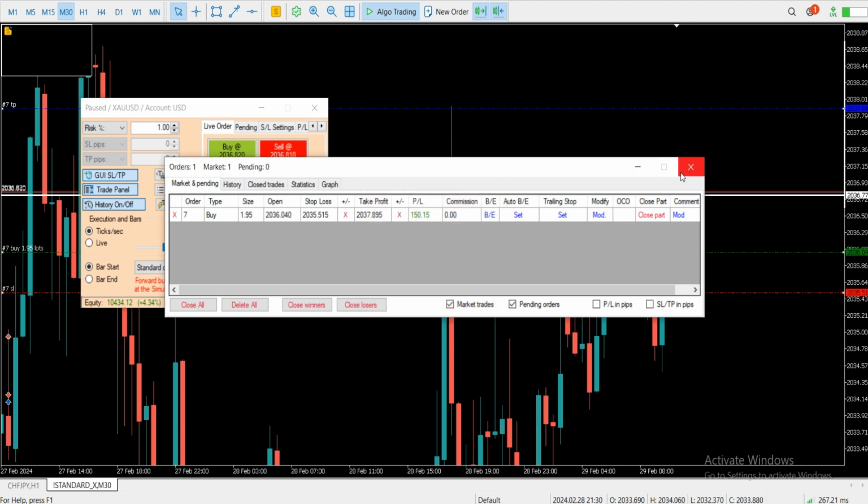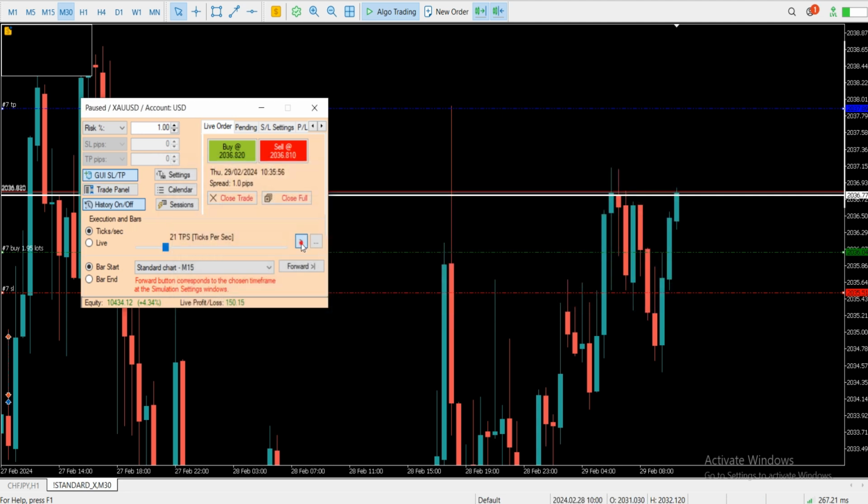Let's do one thing. Just let it run. Let this trade run and see how this candle closes. It's rejecting the resistance. M15 candle is gonna close in 1 minute. Okay, M15 candle closed. I will wait to see how this 30-minute candle closes, and it is pushing up.